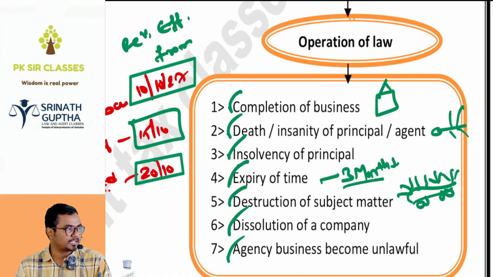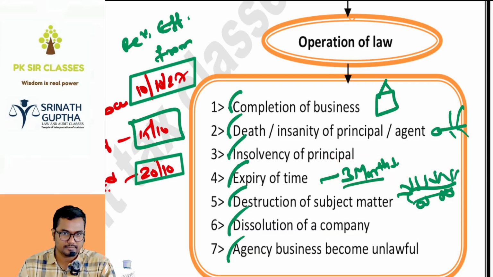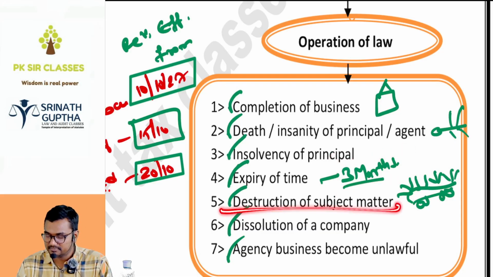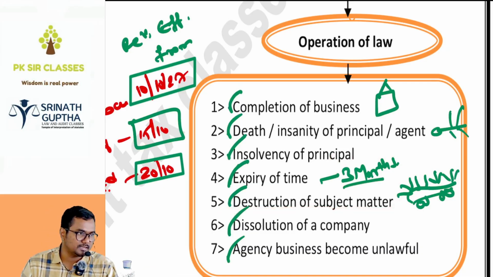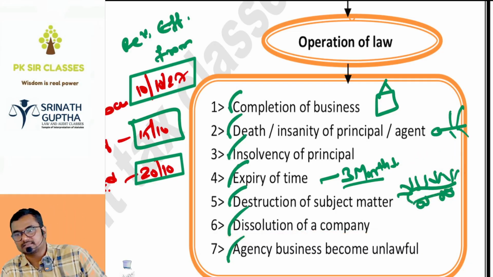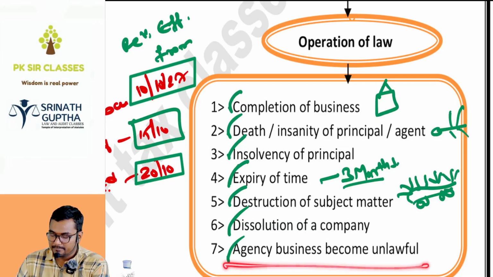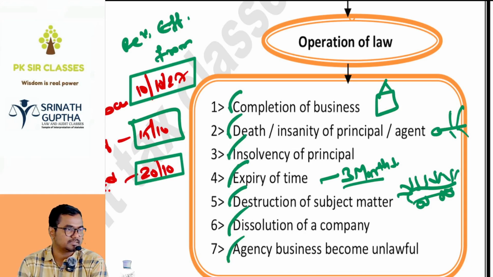By expiry of the time: I am appointing the agent for 3 months. Three months expired, the agency also ends. Destruction of the subject matter: I am appointing the agent to sell the car, the car burnt down, the agency also ends. By dissolution of the company: directors are the agents of the company, so by dissolution of the company, the agency relationship between the directors and the company will also come to an end. Last one, business becoming unlawful: I am appointing the agent to sell liquor, the liquor business becomes unlawful, and the agency also comes to an end.